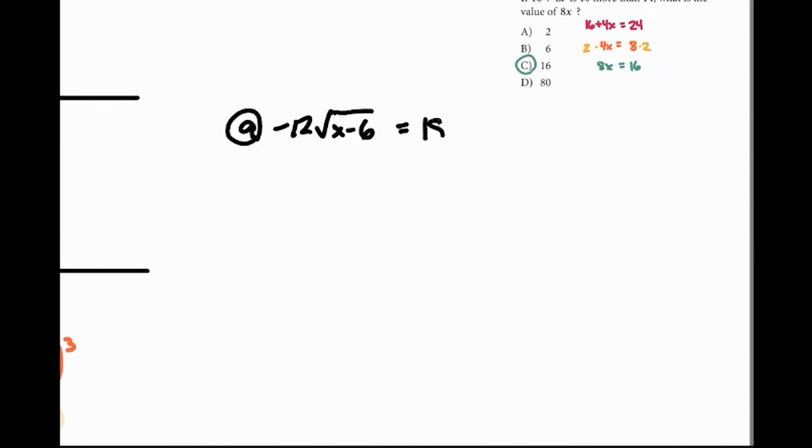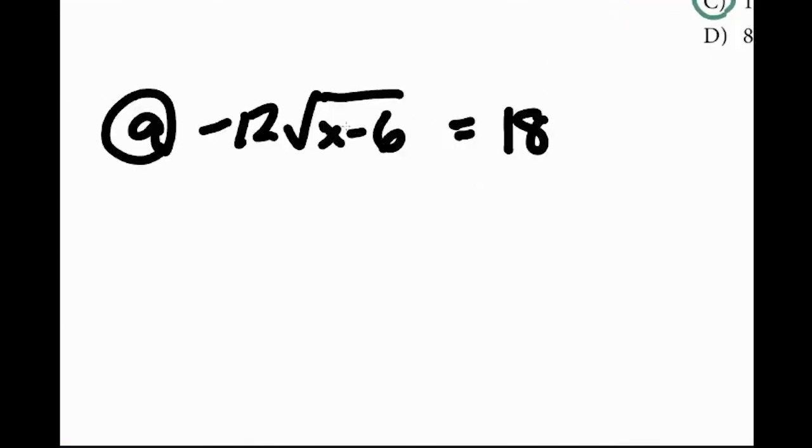Let's do -12 times the square root of x minus 6 is equal to 18. All right, try that one out. Then throw it in the chat.